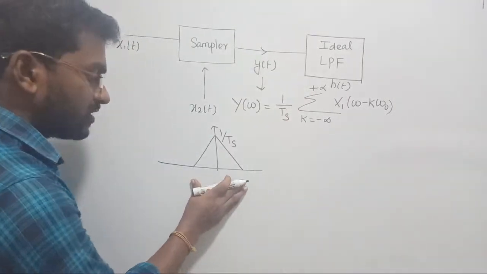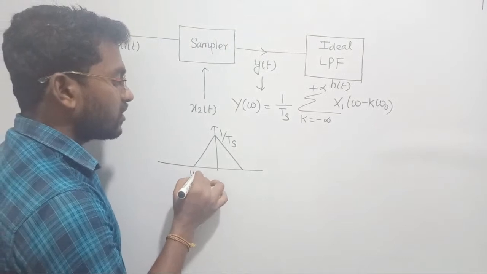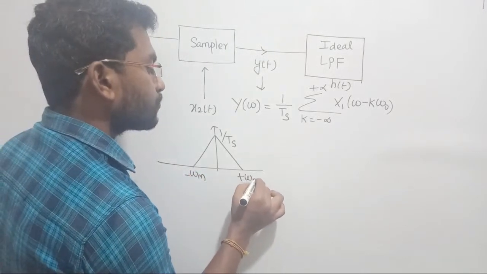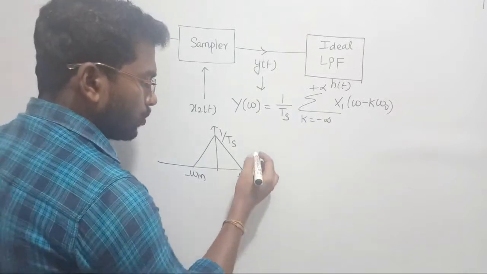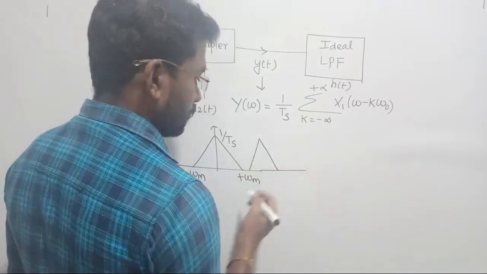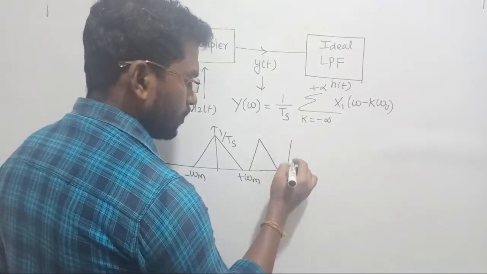I am taking only the first signal for our understanding. I know that this is called the maximum frequency, minus omega m. This is called plus omega m. Correct? If you want to draw all the signals, you can draw. Let me do it. Yeah, let us consider some other values for our understanding.